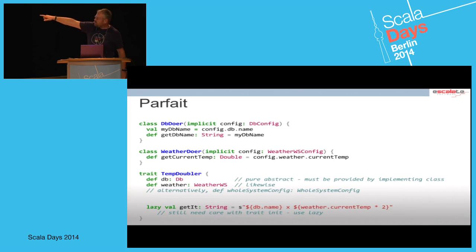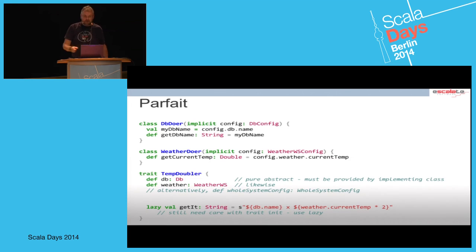Now down here, we've got a trait called temp doubler. With traits, you can make a couple of decisions. You can go with the current, the cake way of doing it, which is just to define abstract fields that you need. And any concrete class will have to fill them in in terms of the configuration that they've been handed, you'd hope. Or you could, down here, use an implicit of one of those types, like DB config or weather config.